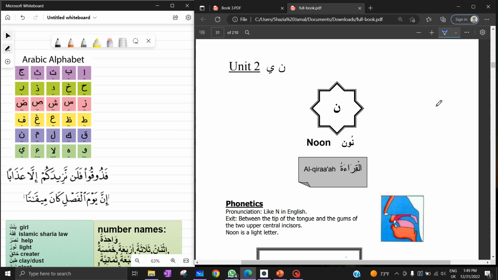In this lesson we are going to learn about the letter noon and the letter ya as a consonant, and we will learn ya as a long vowel. So quickly we will come to the lesson first.